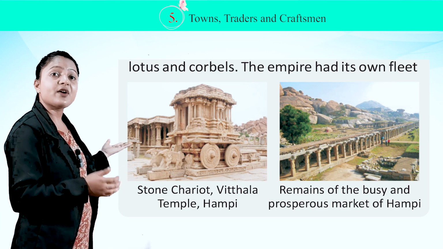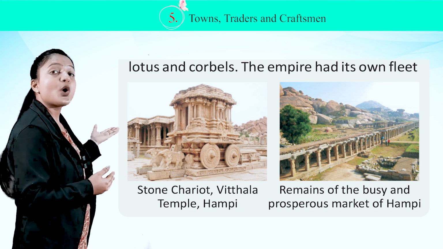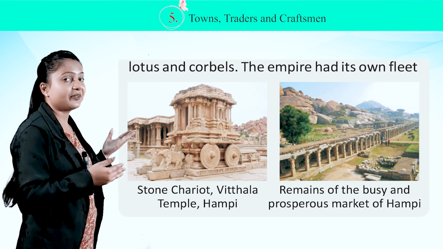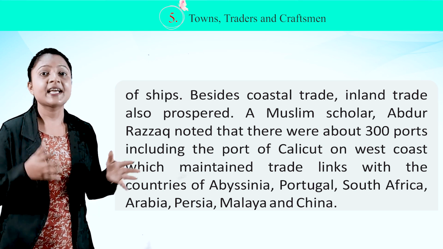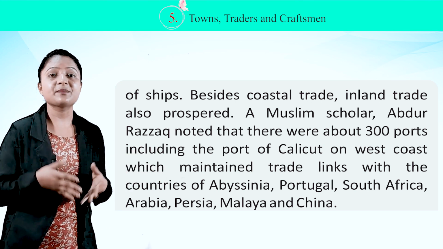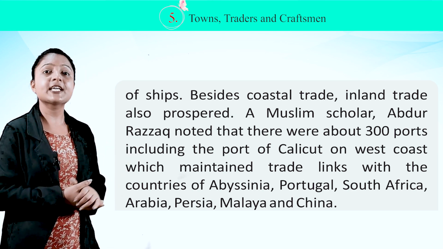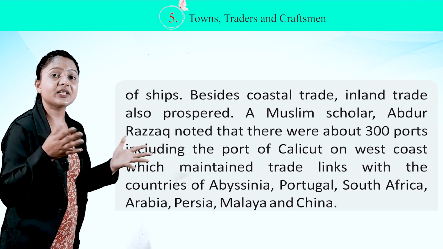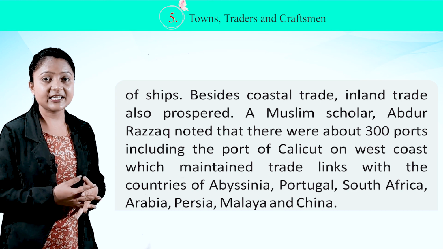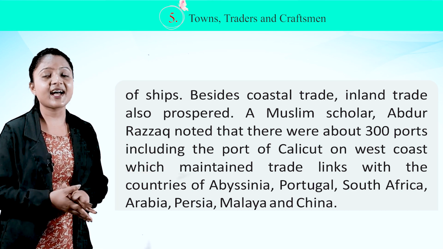This is the image of the stone chariot, Vithala temple, Hampi, remains of the busy and prosperous market of Hampi. Own fleet of ships. Besides coastal trade, inland trade also prospered. A Muslim scholar, Abdul Razak, noted that there were about 300 ports, including the port of Calicut on the west coast, which maintained trade links with the countries of Abyssinia, Portugal, South Africa, Arabia, Persia, Malaya, and China.